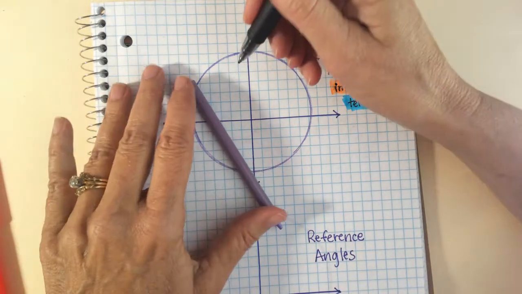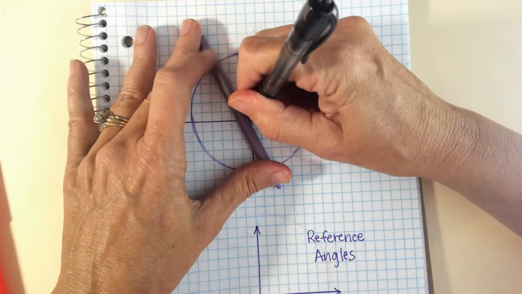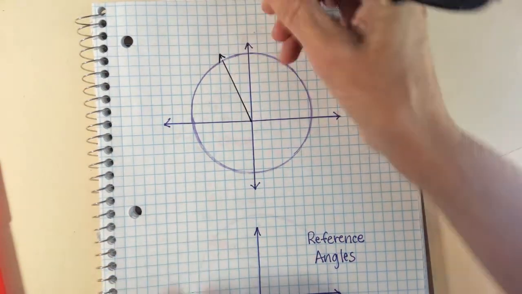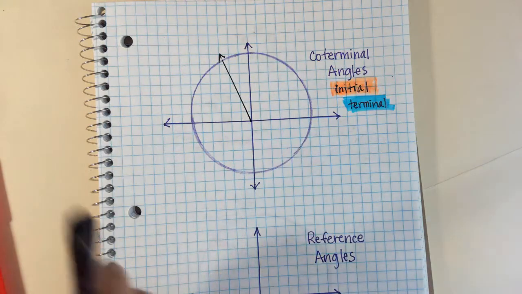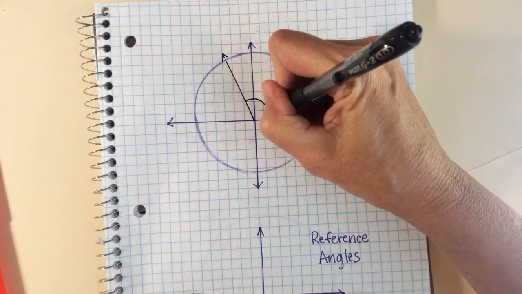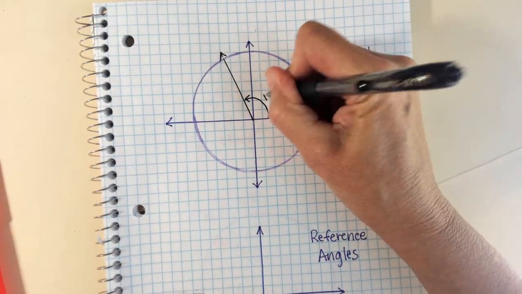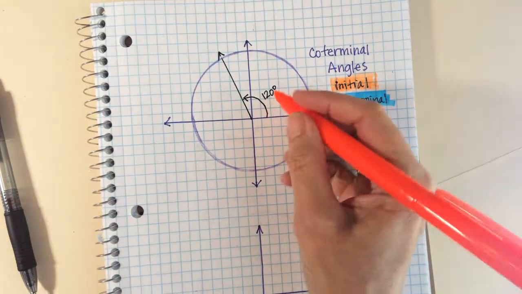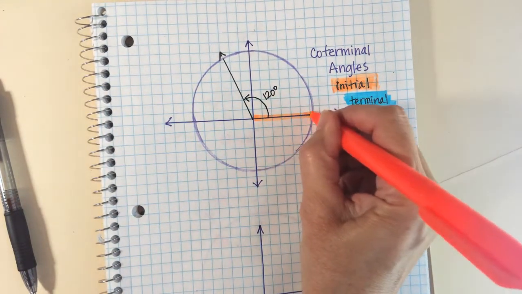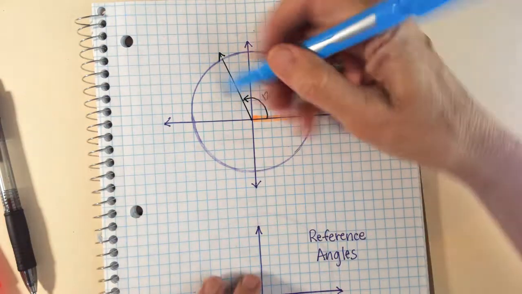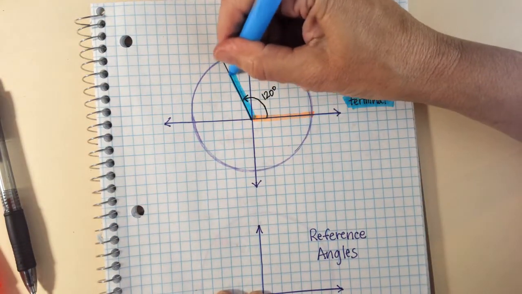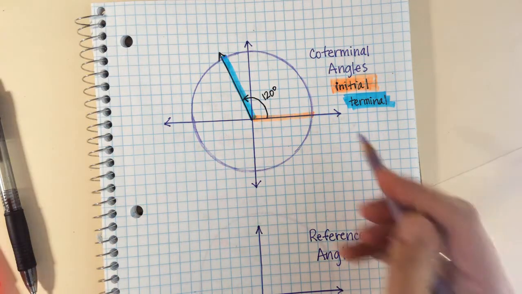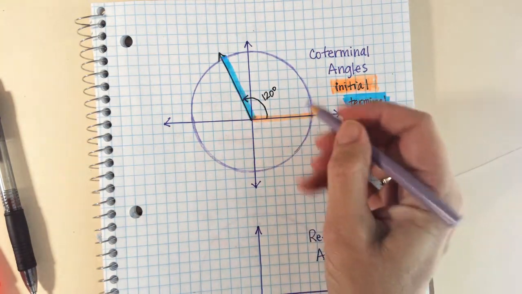So if I had an angle that was, let's say, 120 degrees. So this angle is 120 degrees. Its initial side is here. Its terminal side is here. Now there's another angle with that same initial side and terminal side.